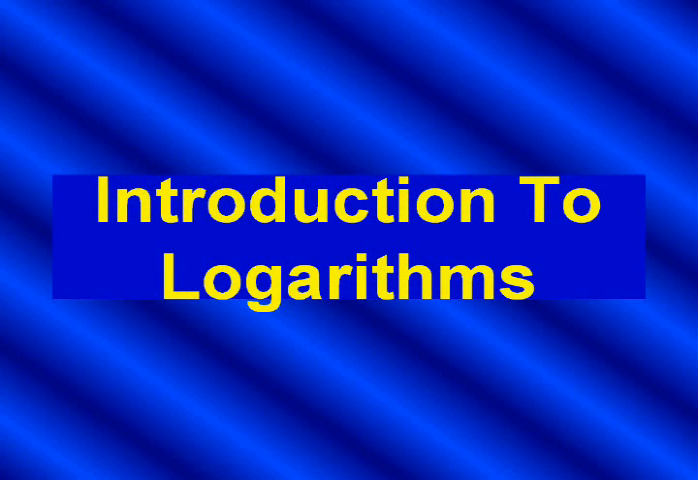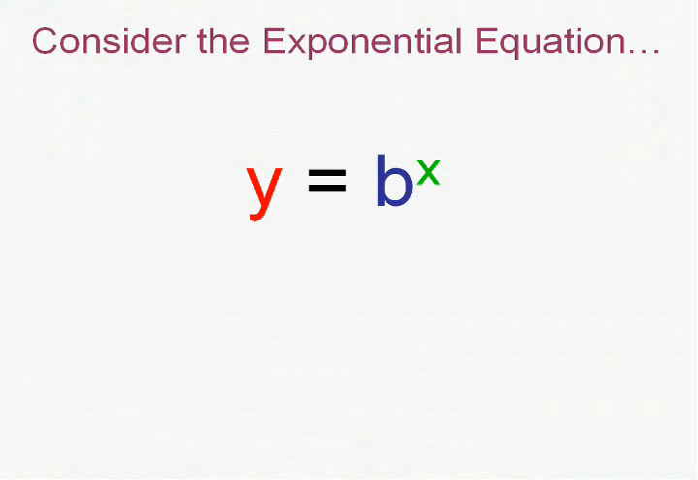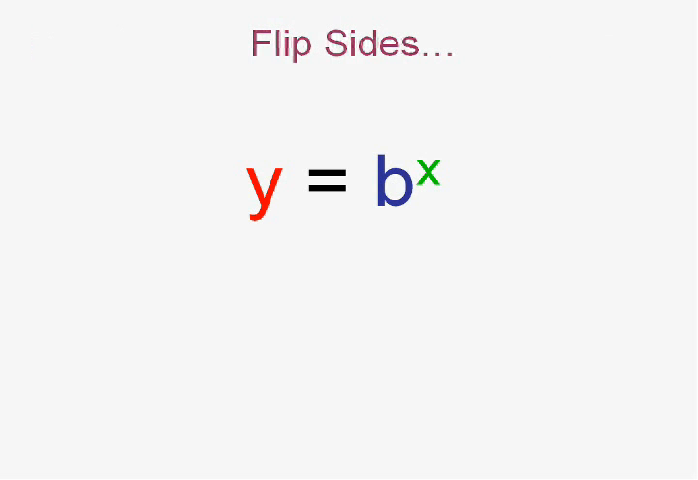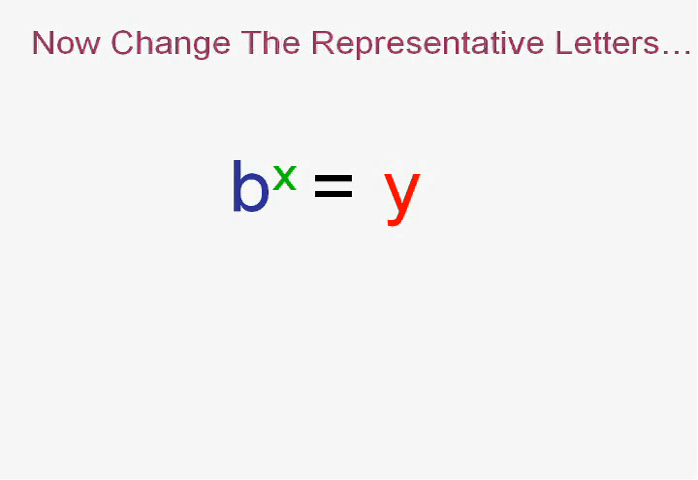Now that we've looked at exponential functions and how they behave, let's look at their inverse, called logarithms. Let's consider this exponential equation, y equals b to the x. Now, let's flip the sides. Still the same function, isn't it? I'm going to change the representative letters to make things a little easier for you, okay?